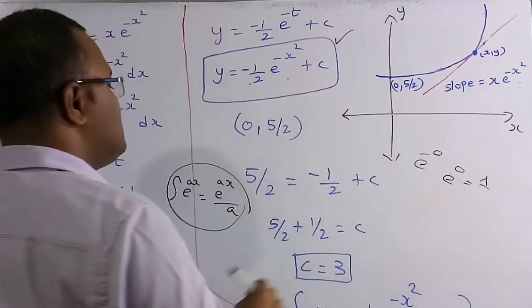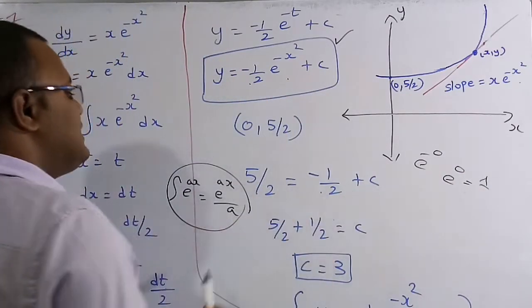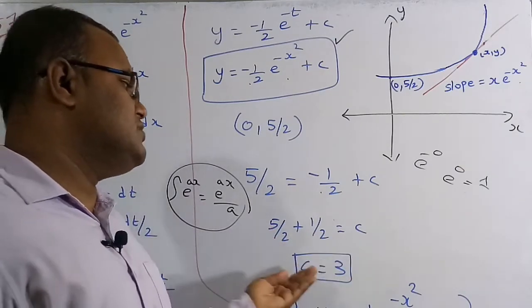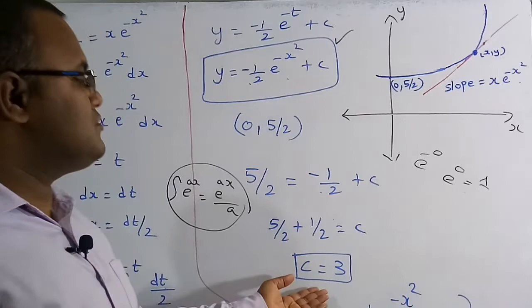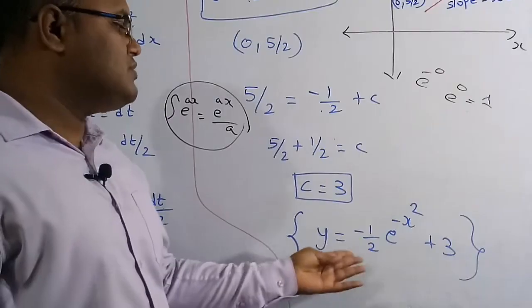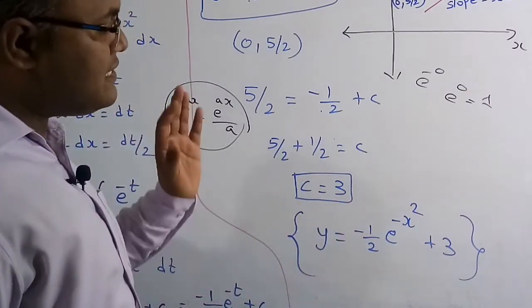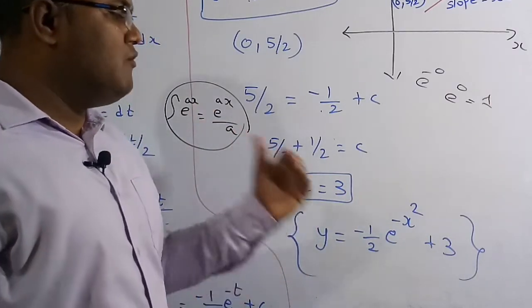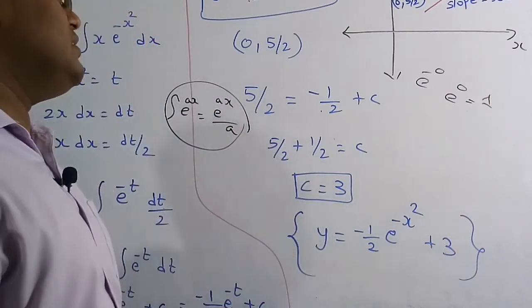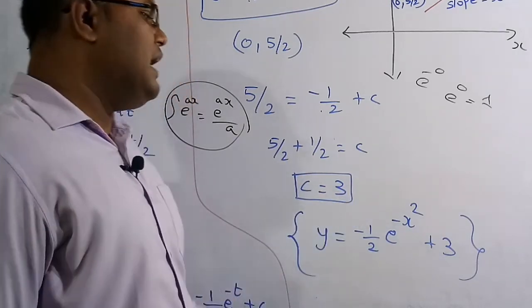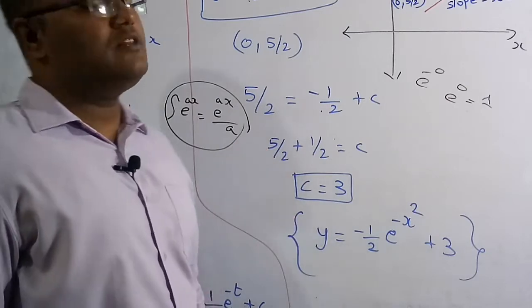So 1 into minus 1 by 2 is minus half plus c. If we take the half to the LHS, we get 5 by 2 plus half is equal to c. So c is equal to 3. If you substitute c is equal to 3, we get y is equal to minus half into e to the power of minus x square plus 3. So this is the exact equation of the curve which is passing through (0, 5/2) and which has a slope of x into e to the power of minus x square at the point (x, y) on the curve.